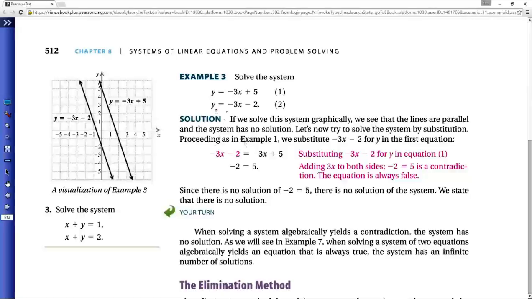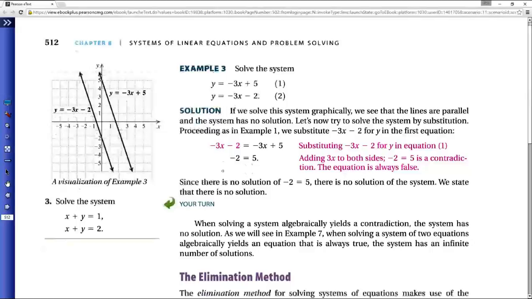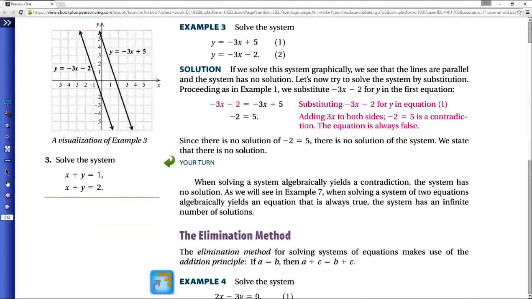Well, they're both solved for y, so we could use either one. I just take y from here and substitute it for y in equation 1, and I end up with this new equation: negative 3x minus 2 equals negative 3x plus 5. When I solve this, I want to get the variables on one side of the equal sign. I add 3x to both sides, and I get 0 on both sides, and I end up with a constant equal to a different constant. And it's not true. This is never going to be true, that negative 2 is equal to 5. When this occurs, that tells me there is no solution.